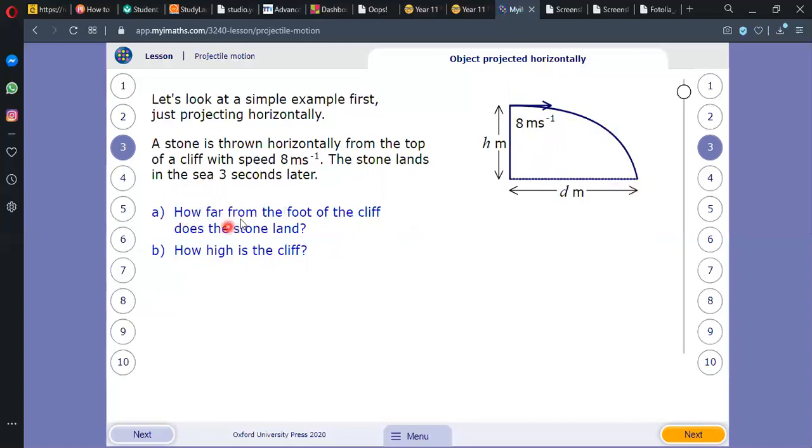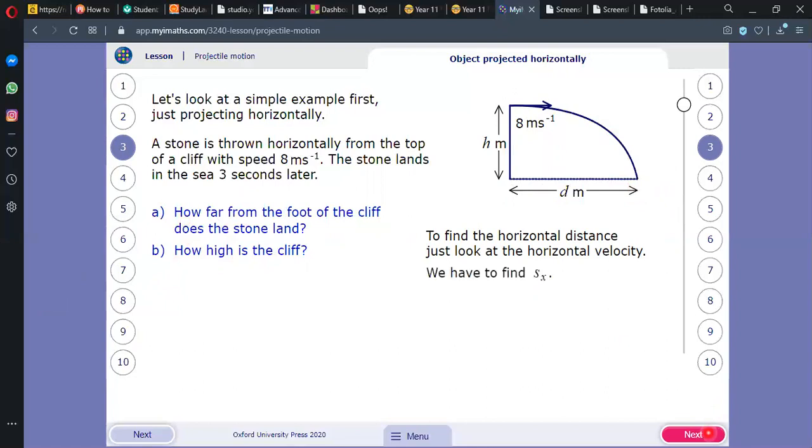Question A, how far from the foot of the cliff does the stone land? So that is the horizontal distance they're asking there. And then number B, how high is the cliff? That is the height of the cliff here, the vertical distance covered. All right, moving on. To find the horizontal distance, just look at the horizontal velocity. Okay, we have to find Sx. Sx is your displacement horizontally, which is the distance in meters, d, in that diagram right here. So our Sx is our d in the diagram.